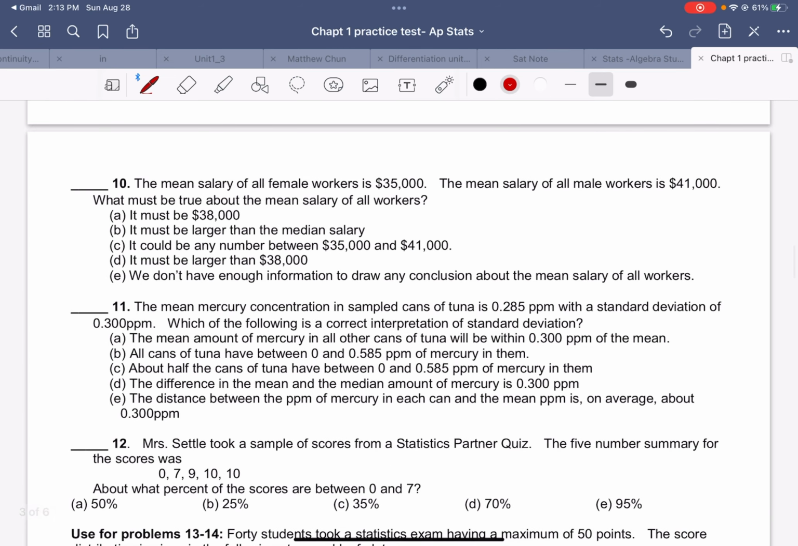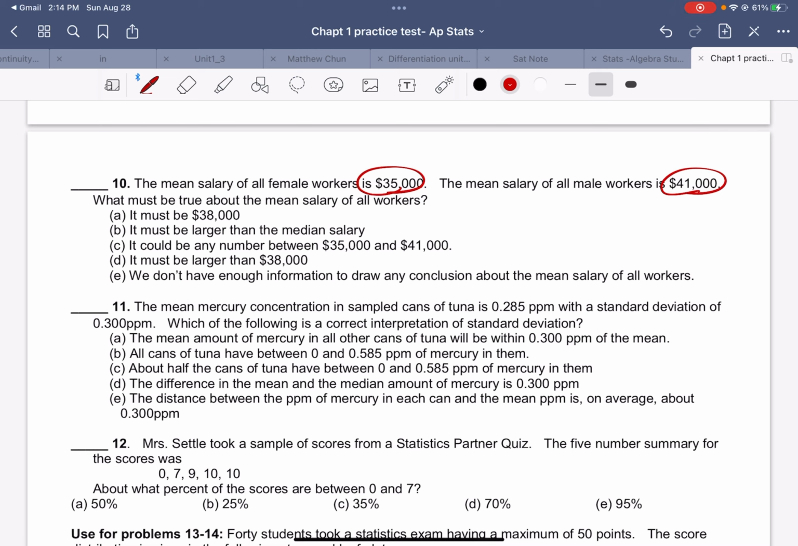Now let's move on to number 10. The mean salary of the female workers is 35,000. The mean salary for all male workers is 41,000. What must be true about the mean salary for all workers? So now you can do it. But what's missing here? We don't know how many female workers and how many male workers there are. So to find the mean salary for all workers, I need the number of workers of each gender, but that's missing.